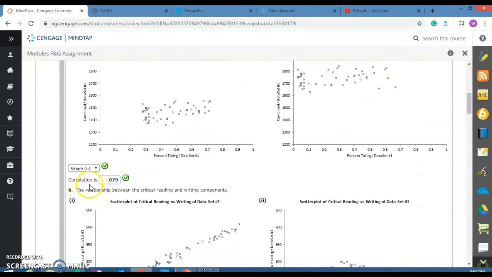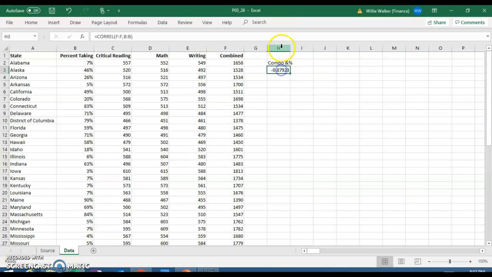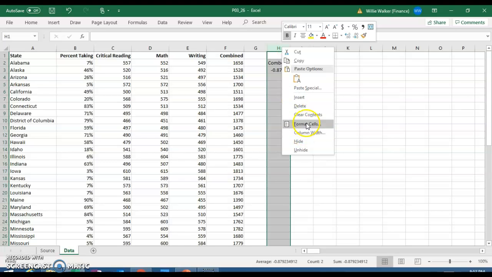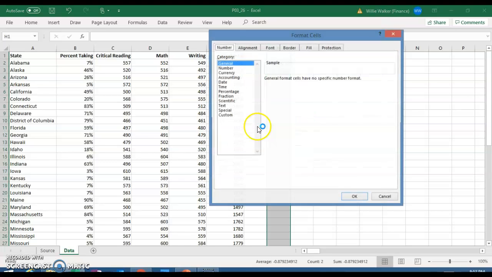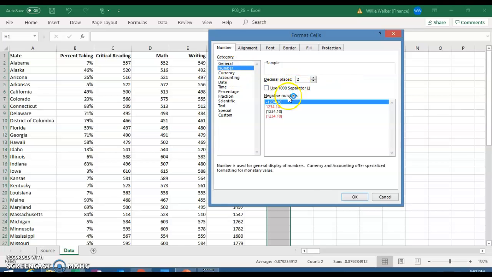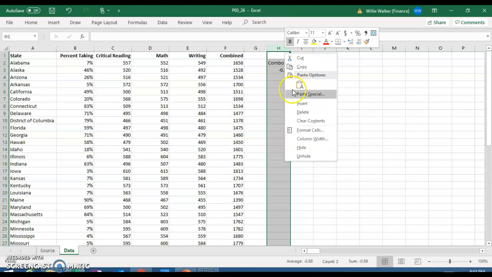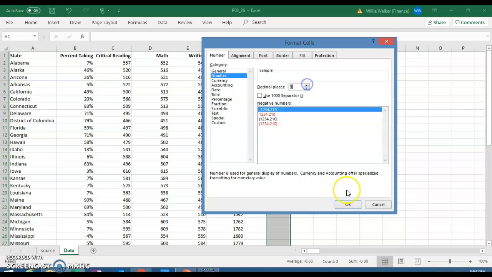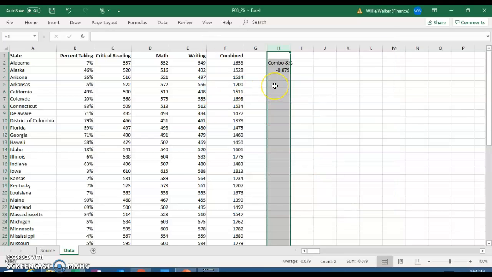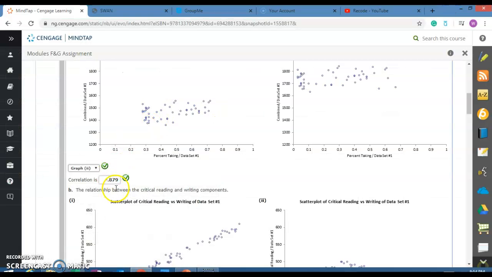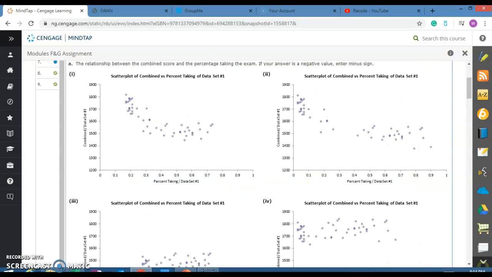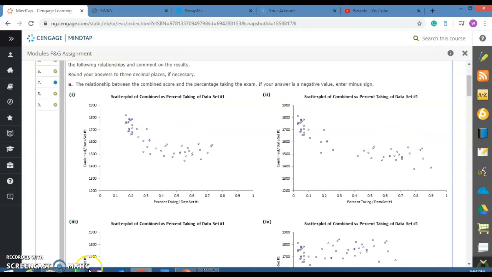But first things first, let's go ahead and put our correlation coefficient in. And we know that to be, if we round to 2 decimal places, I'm going to format my cell. It's going to be a number, 2 decimal places. No, actually, you know what? I need 3 decimal places. So it should be negative 0.87, right? Negative 0.87 is correct.